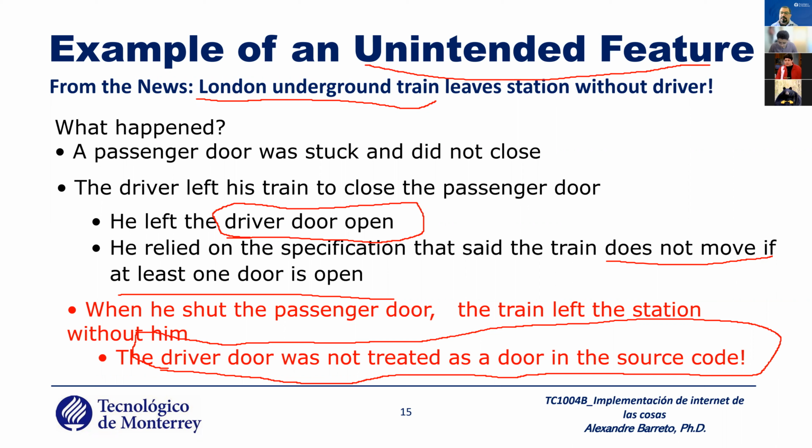It's an unintended feature. It's very common today in security. When you design a system, you need to think about security, because the attacker tries to use a feature that you have in your system, but you didn't think about that different way to use the feature. It's like what happened in this case here in London.